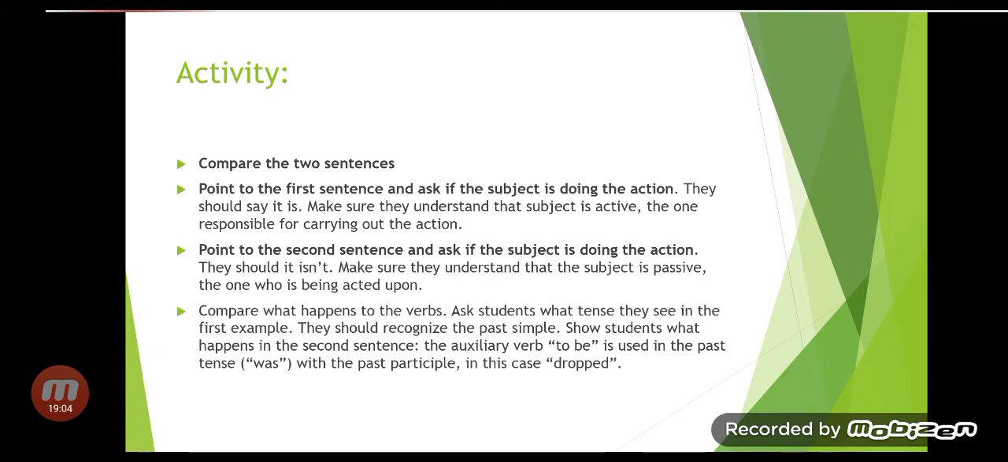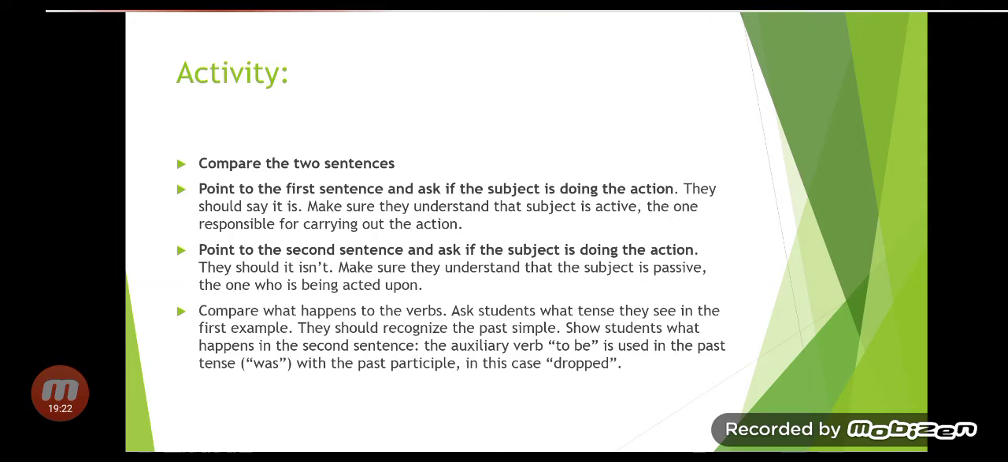Point to the second sentence and ask if the subject is doing the action. They should say it isn't, because in the passive voice, the subject is not doing the action. So you have to make sure they understand that the subject is passive, the one who is being acted upon.